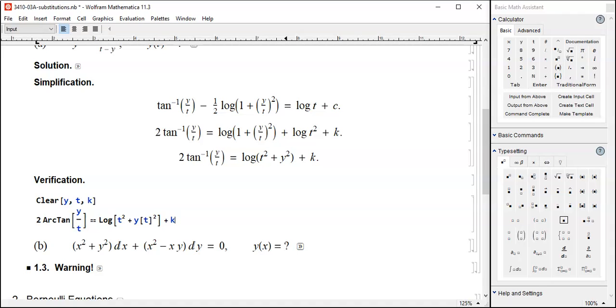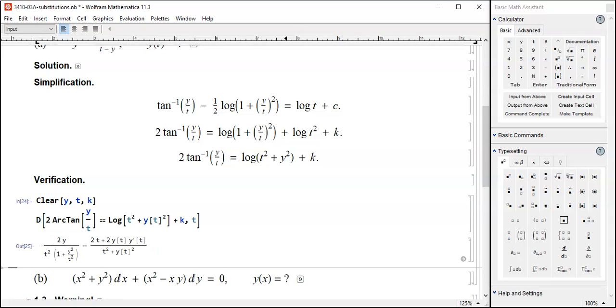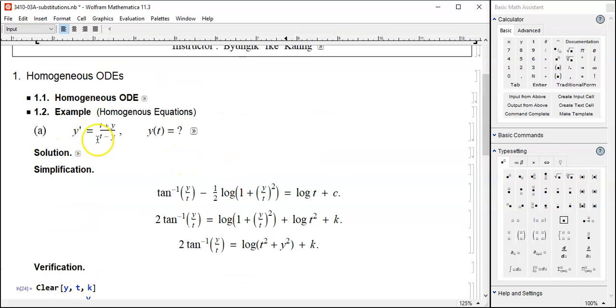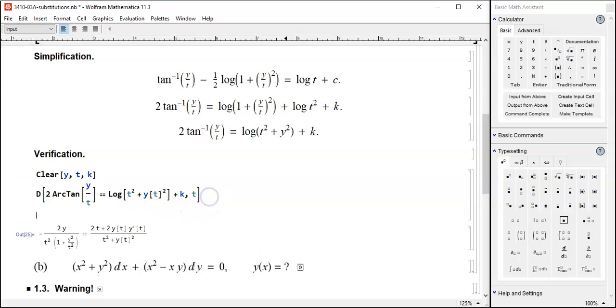So this is the equation we have, and we're doing differential equations, so let's take the derivative. Let's take the derivative d, bracket open, and I'm taking the derivative with respect to my independent variable t. This is what we get. Too complicated, but I want y prime equals something. So from here, I would like to solve for y prime. So solve percent. Percent means previous output, with respect to y prime of t.